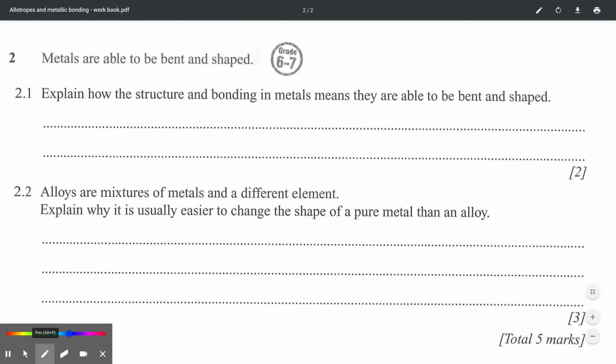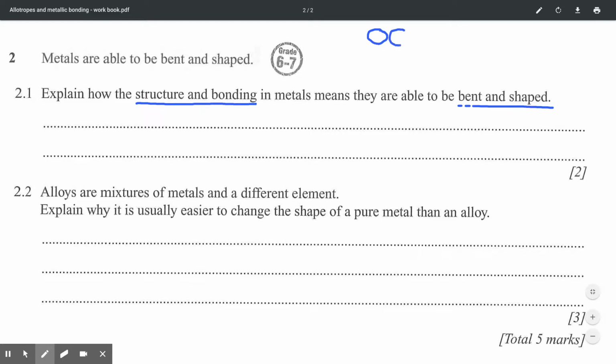Okay, so this is another metallic bonding question. This is looking again at structure and bonding, but this time looking more at the bulk properties, as to how they can be bent and shaped as we would imagine a metal can be. And what we need to look at is just the more generic structure. We don't need to go into the structure and bonding of electrons and stuff like that, as we just had in the previous question.